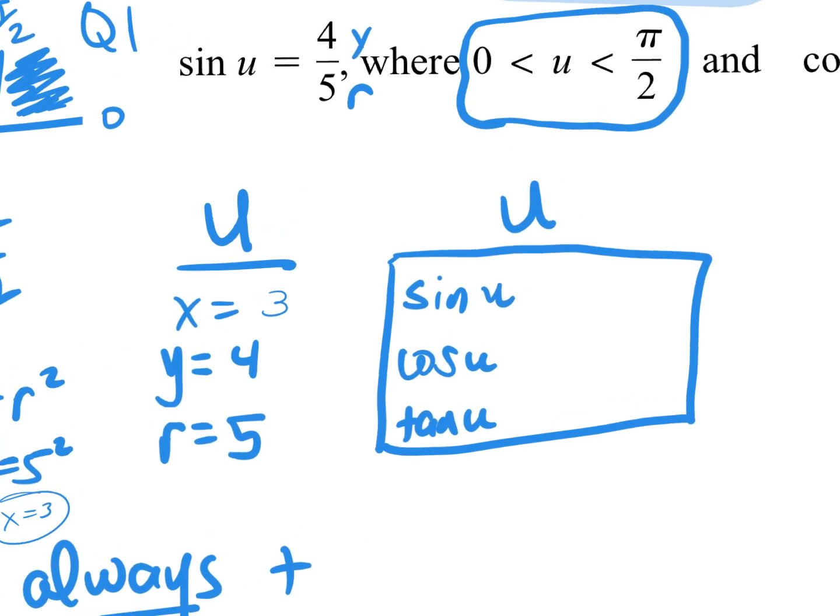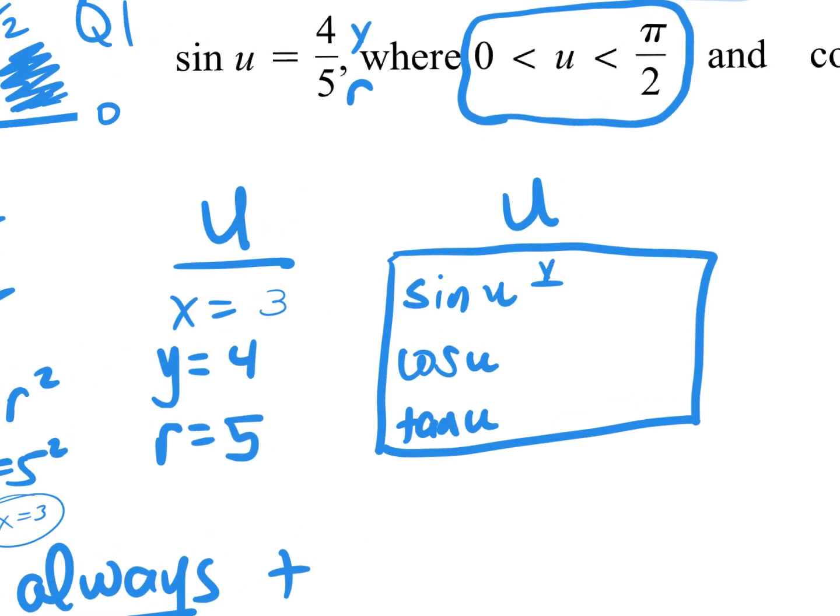What is sine? Y over what? Y over r. What is cosine? X over r. What's tangent? Y over x. So what is the sine of angle u? 4 over what? 5. What is the cosine? 3 over 5. Good. And what is the tangent? 4 over 3. Does everybody see where Chloe got that information? Yes or no? Talk to me. Okay. Have we solved the problem? No.